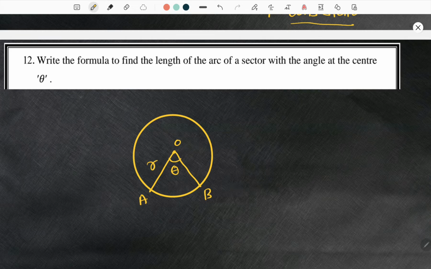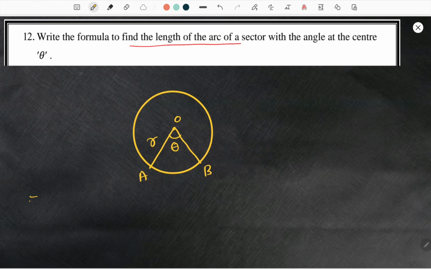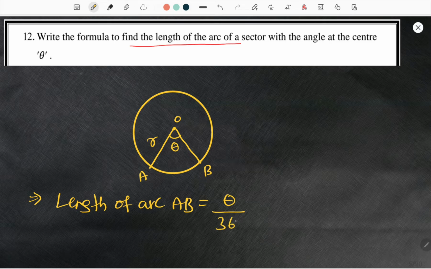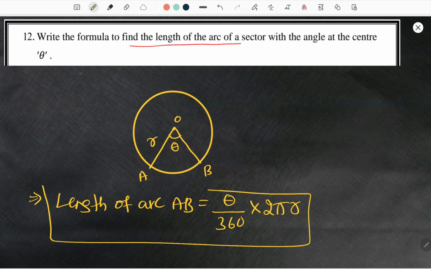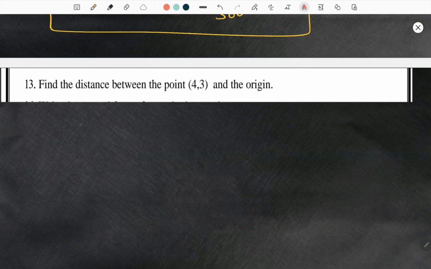Definitely, it is a circle, so the radius should be there. Now they are asking us to find the length of the arc. Alright, length of the arc means this one, AB. So we are going to write here, length of arc AB. It is going to be theta divided by 360 into 2 pi r. So this is the length of the arc. Alright, fine then. Moving forward to the next question.